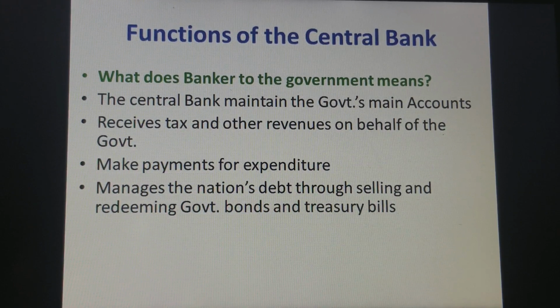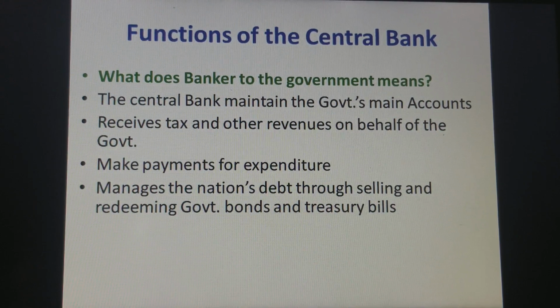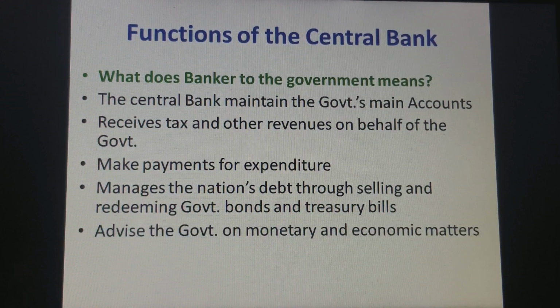So when the government wants to obtain some revenue and income to finance different projects and so on, the government may offer treasury bills and bonds, and it is the central bank that is charged with the responsibility to manage these activities, right? The central bank also advises the government on monetary and economic matters.